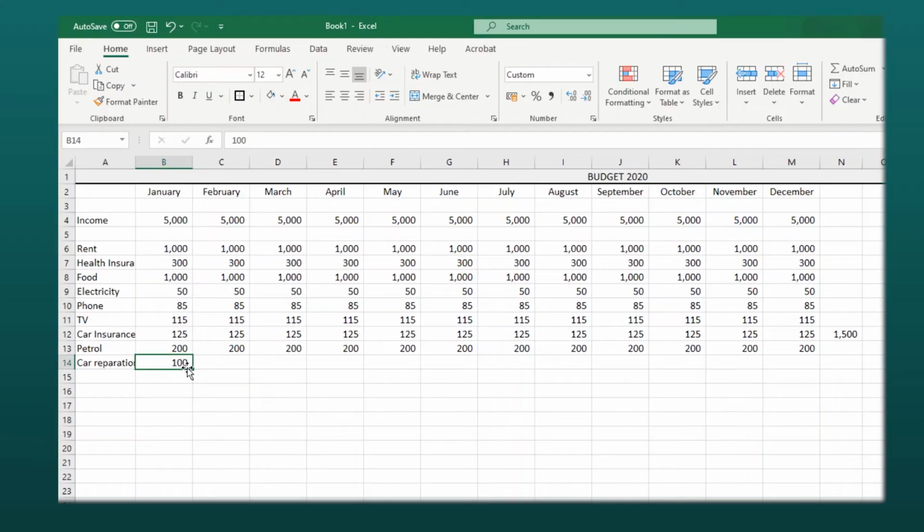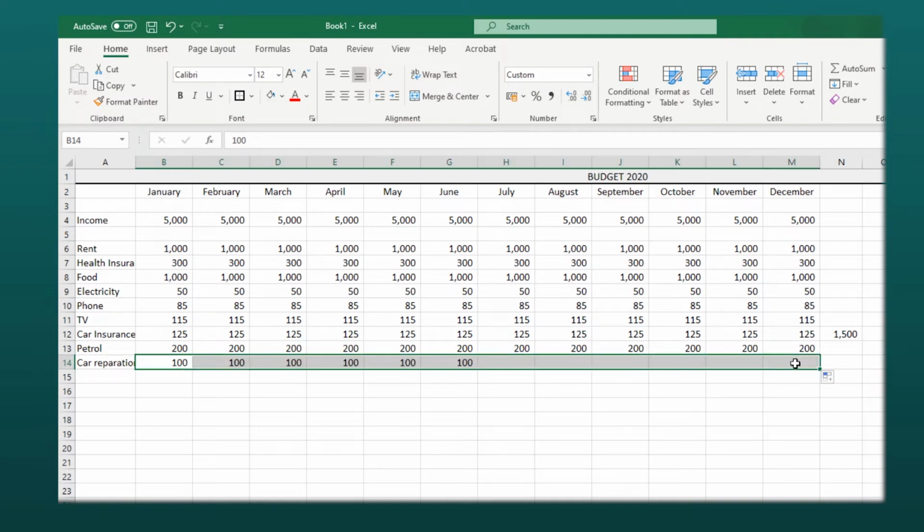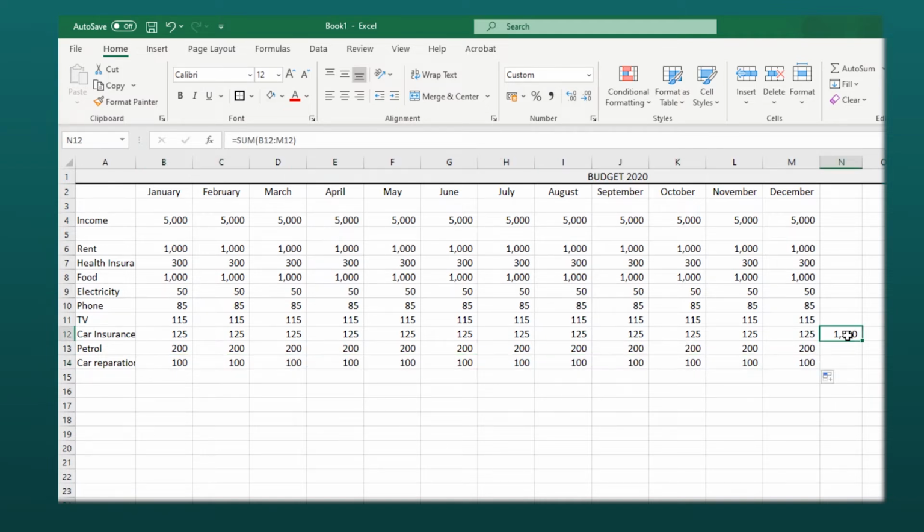Here, for example, I put that you will need more or less 1,200 francs per year for the repairs. I divided by 12, so it's 100 francs per month. So at the end, if you have to pay a bill, you will have enough money to pay this.